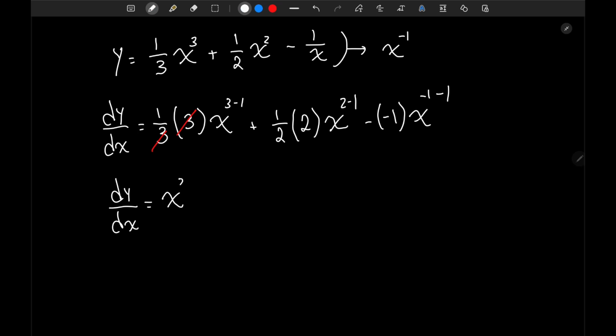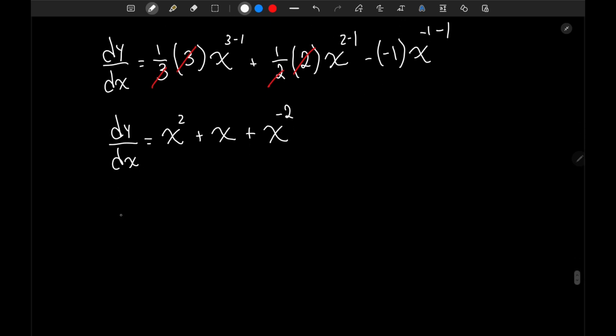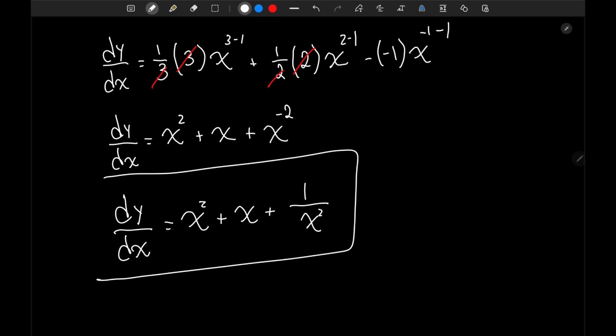we just have x squared plus, these 2's cancel out here, and then we have x to the power of 1, which we don't need to write, and then over here we have minus minus become a plus, so we're going to plus x to the minus 2, and we can rewrite this with no negative exponents as dy over dx is equal to x squared plus x plus 1 over x squared. That is our final answer.